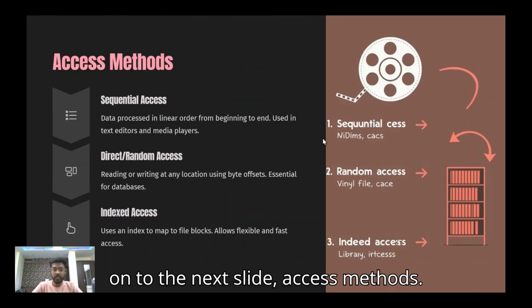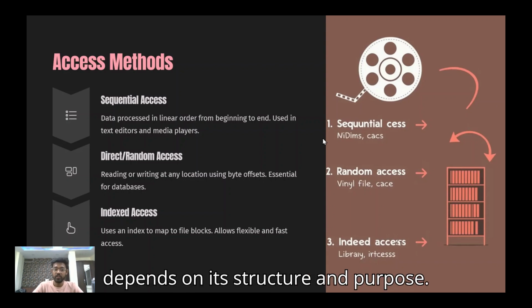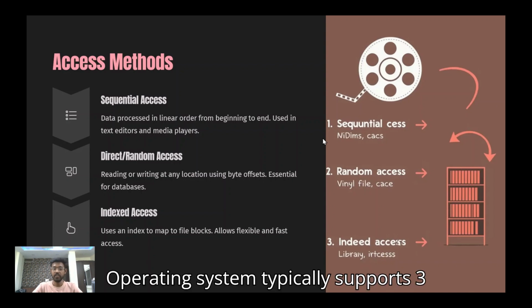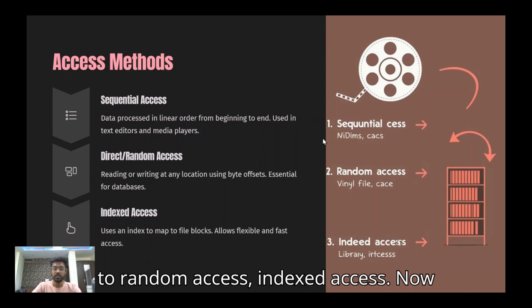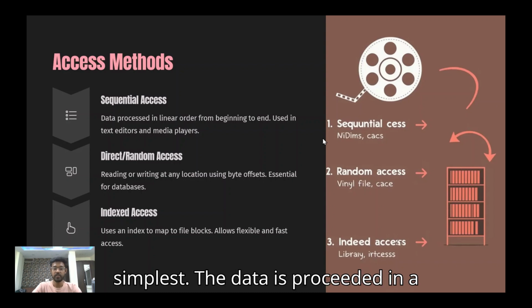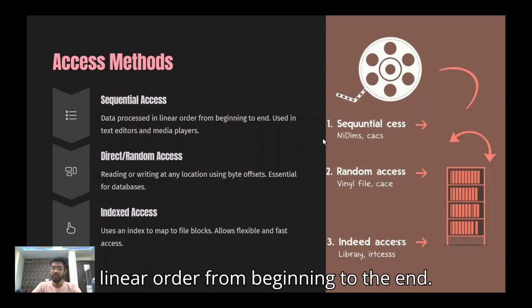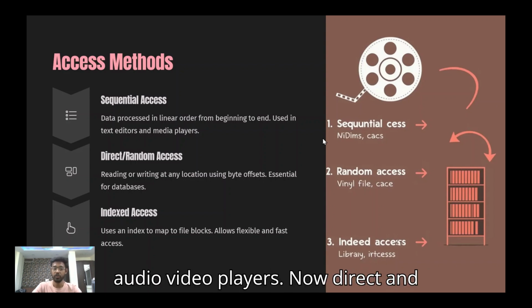Moving on to the next slide, access methods. The way we access data inside a file depends on its structure and purpose. The operating system typically supports three access methods: sequential access, direct or random access, and indexed access. Now, what is sequential access? This is the simplest. The data is processed in a linear order from beginning to end. It is commonly used in text editors and audio video players.